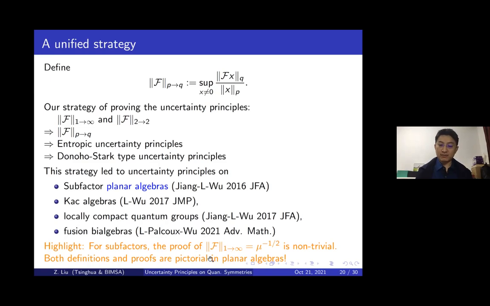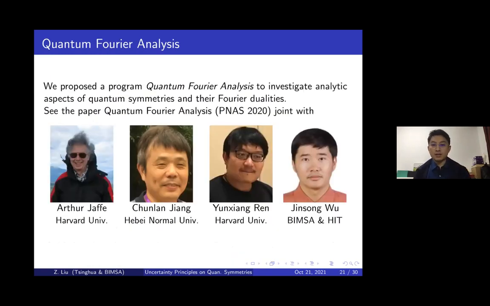And once we have those inequalities, then we can run this machine. We get different types of uncertainty principles. And actually, we have done not just those uncertainty principles, but we do other kinds of inequalities. We proposed the program we call quantum Fourier analysis to investigate those analytic aspects of quantum symmetries. And in particular, for subfactors, we have those quantum Fourier dualities. And the Fourier analysis works very well. And here is our recent paper joint with Arthur, Chunlan, Yunxiang, and Jinsong, published at PNAS 2020.